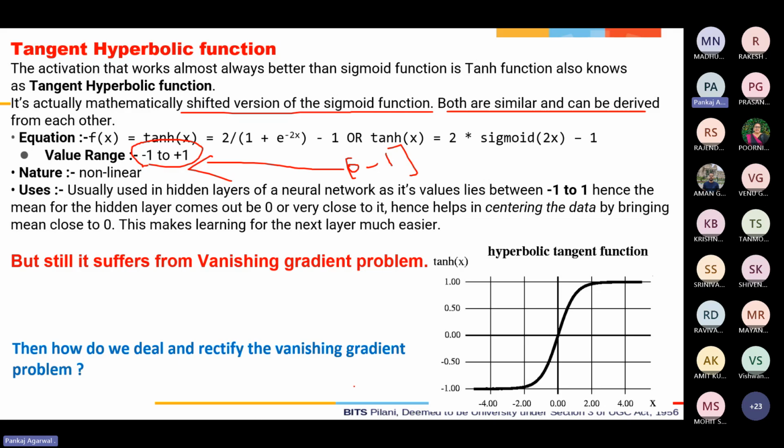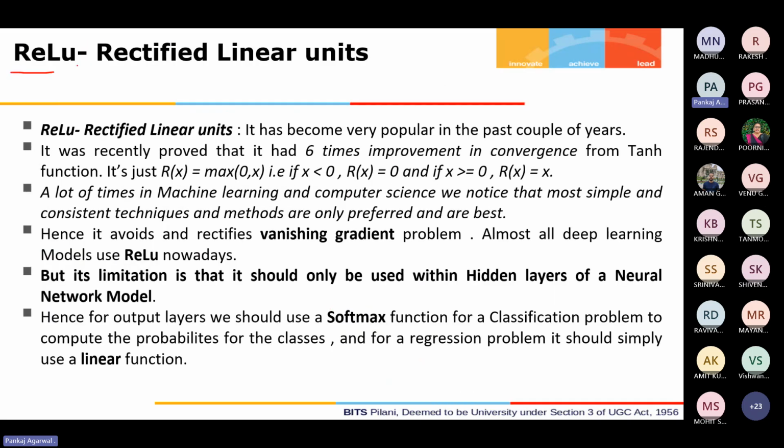But this function, the tangent hyperbolic function, still suffers from the vanishing gradient problem, the same problem that we saw in the earlier activation functions. So how do we deal with these gradients? You might see eventually when you learn that the vanishing gradient problem is a very huge bottleneck, a very huge problem. Even the best of networks can run into a lot of problems. So eventually this ReLU was a very effective solution that was able to handle it.